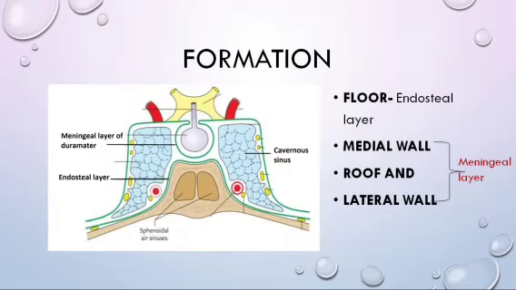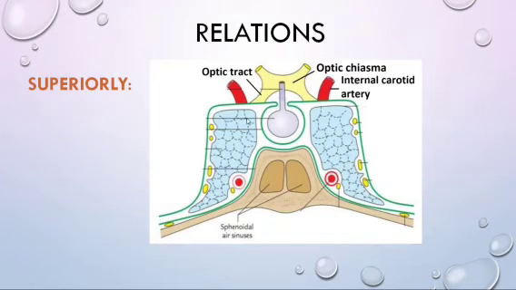So this is the only image I have, yes ma'am, shown in coronal section. Now this area is the anterior perforated substance. So here you can literally see the internal carotid artery also. Okay, now all of you are clear about this image. This is the body of sphenoid, which consists of the sphenoidal sinus. So now we'll talk about the relations.